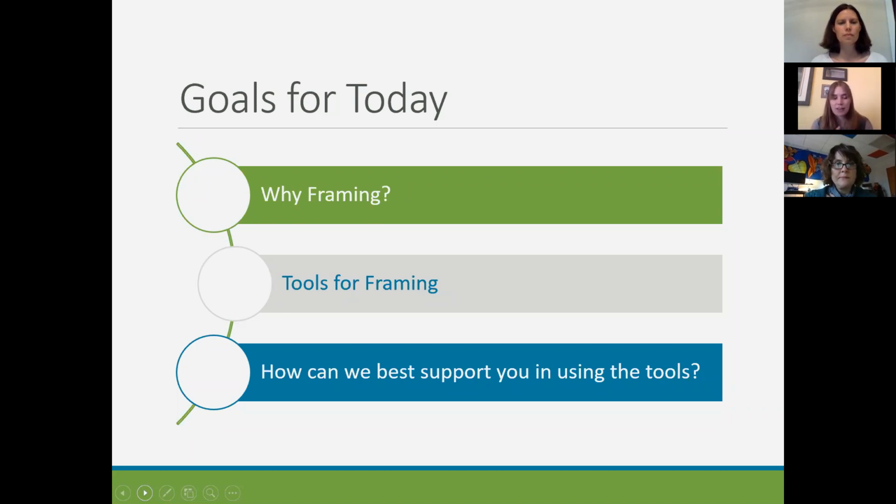We're just going to talk a little bit about what is framing and why framing and why we went this route of creating this tool, and then dive in a little bit to the tools and how you can use them. And then hopefully we'll have some time at the end to talk a little bit about how we can best support you in using the tools.